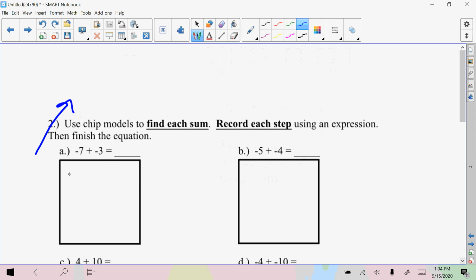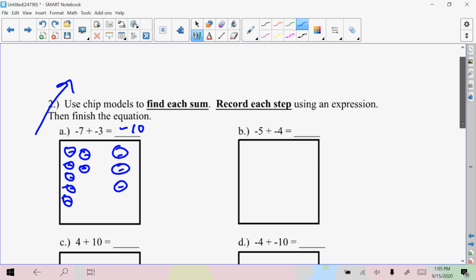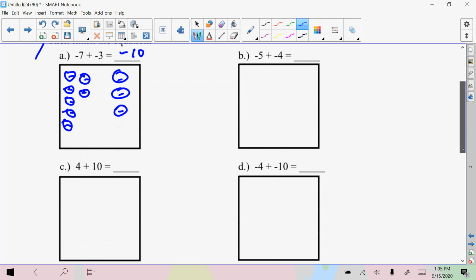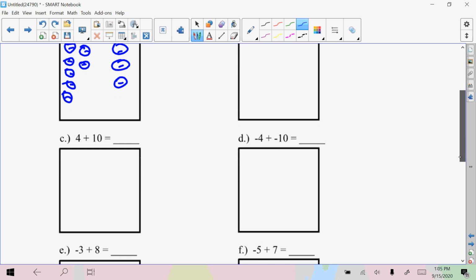But we have -7 plus -3, so I'm going to do some negatives. Now you can use whatever color you want. It doesn't matter that they were using red and yellow. I'll use blue and I'll just put a negative in all of those. That's my -7. And then over here I'll do 3 more negatives. -3. And if they're all the same, there are no zeros in there, then you just count them up and we can see we have a total of 10 negatives. Okay, so go ahead, you do B, C, and D, and we'll check back and see if you got the right answer.